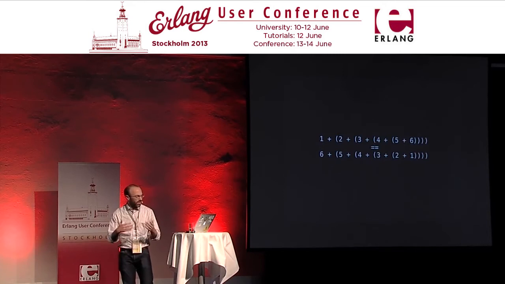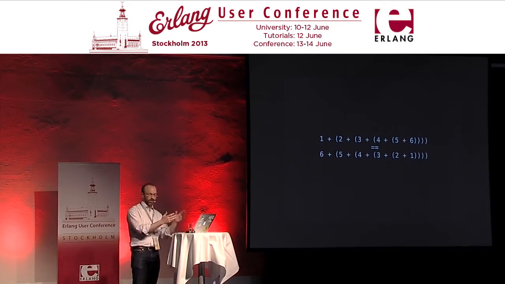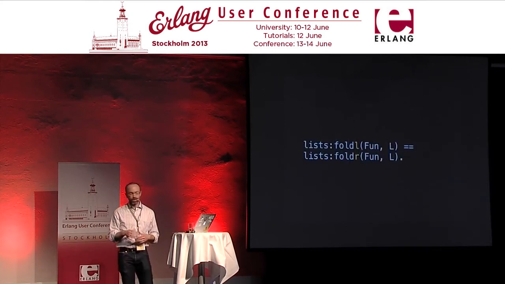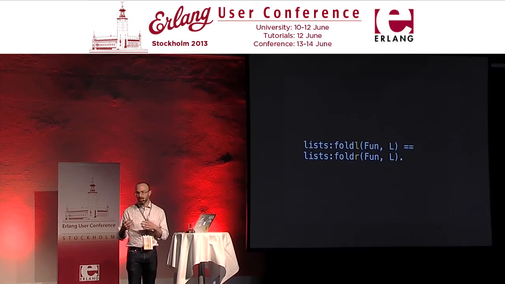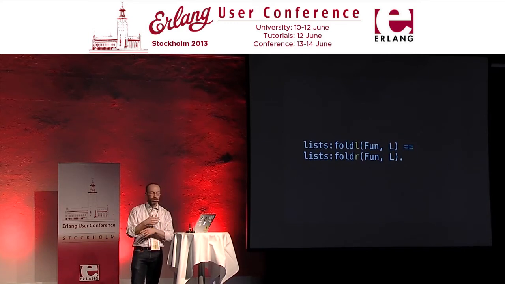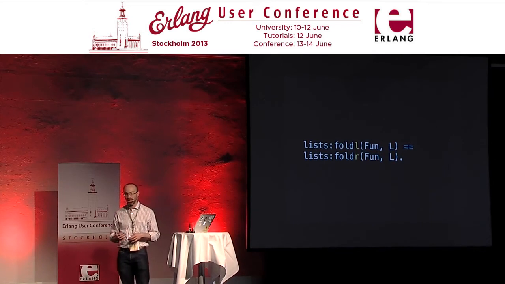If you remember math class, associative and commutative is basically, you can add a string of numbers in any order, grouping them however you feel like. If you're thinking about it functionally, it's the same as folding left through the list and folding right through the list being equal. So I was talking about Erlang QuickCheck.